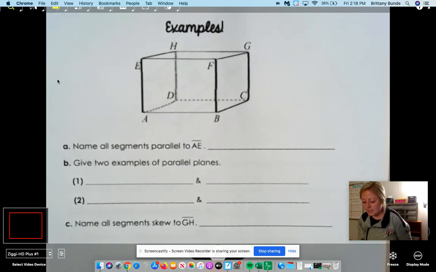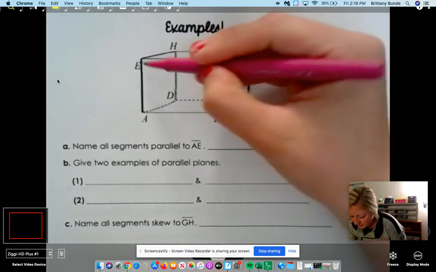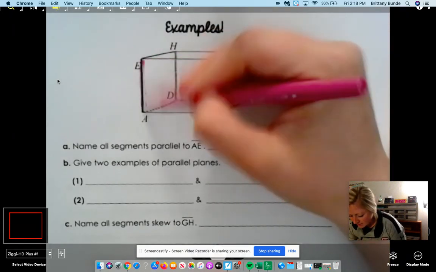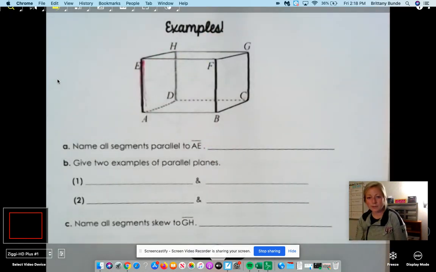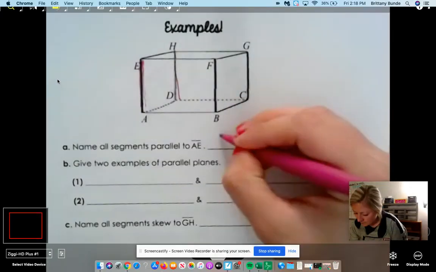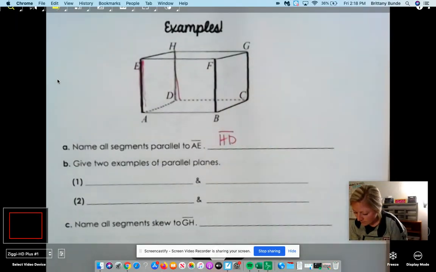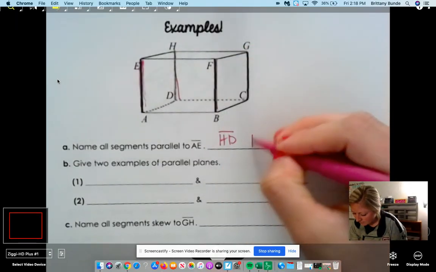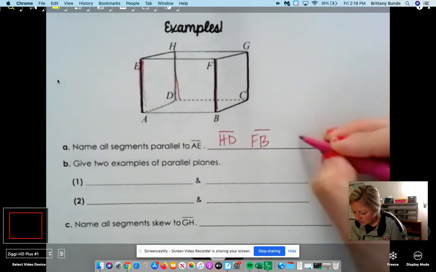Okay, let's look at these examples here. Name all segments parallel to AE. If I find AE, it's right here. So basically we're finding all other ones that are going straight up and down. So that would be HD, FB, and GC.